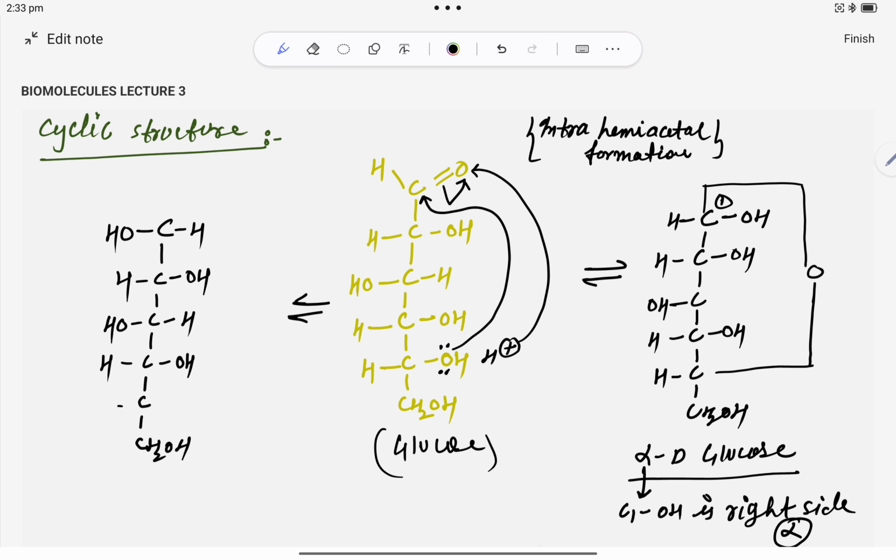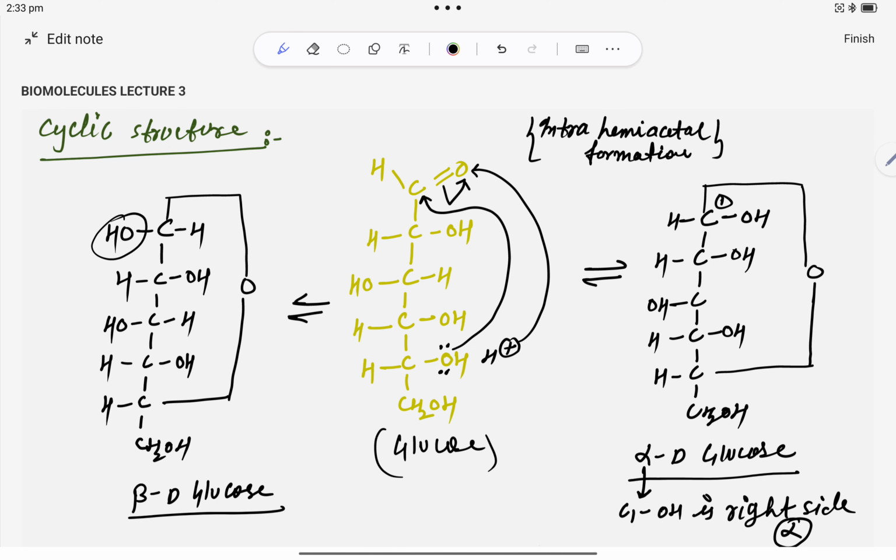Here H, and here oxygen is attached. It will be beta D glucose. Why beta? Because OH is on the left side. If OH is on the left side, then beta. If OH is on the right side, then alpha. Remember this point, children.